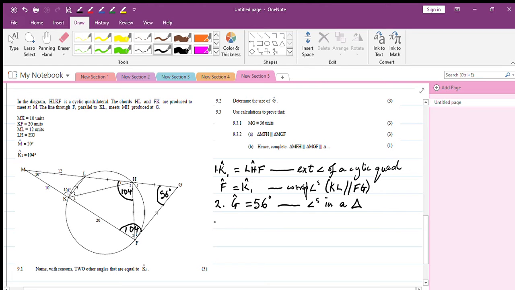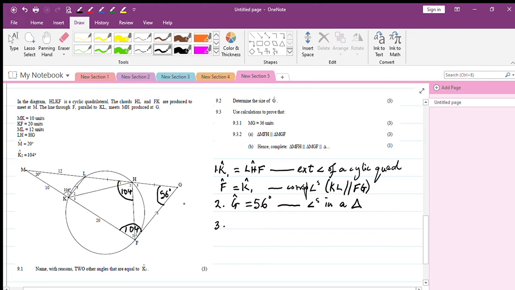Number 3. In number 3, we are required to use calculations to prove that MG is 36 units. Where is MG? MG is this long side of the big triangle. Now, how are we going to do that? We need to use similarity. Why? Because in the big triangle, there are two lines that are parallel, which is line FG and line KL.